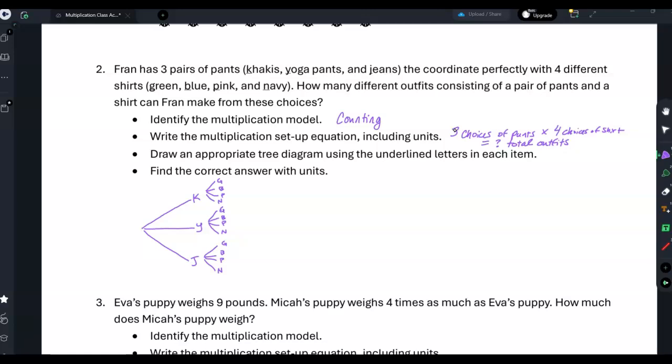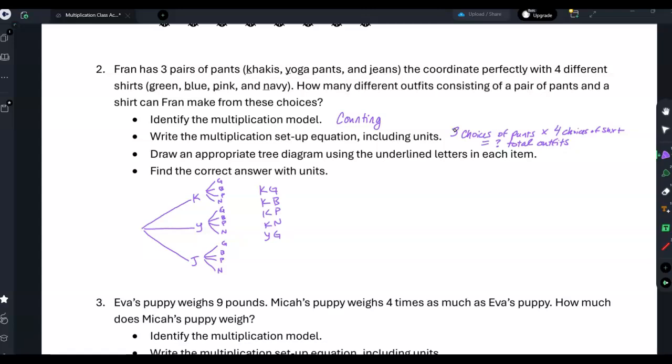And so then I could just count every single combination, or if you wanted to list them, you would just follow every branch. I don't know that I'm going to list them all out here, but I'll start. So I could have khakis with the green shirt. The next branch down is khakis with the blue shirt. The next branch is khakis with a pink shirt, then khakis with navy. Then the next branch down is yoga with a green shirt, right? So I could just list all these out.